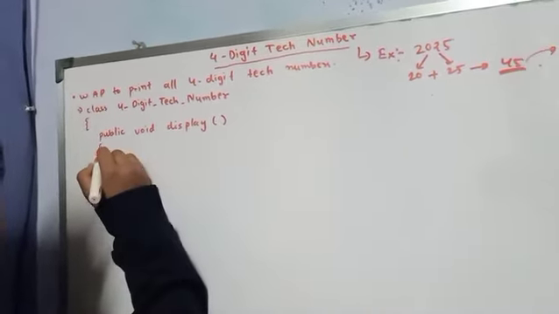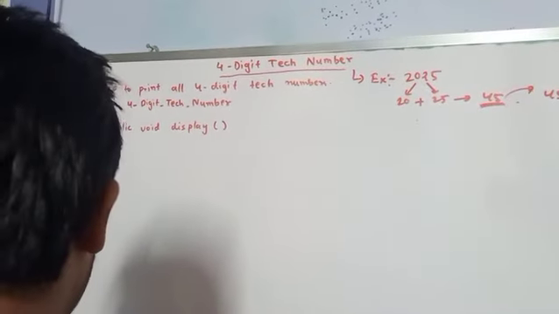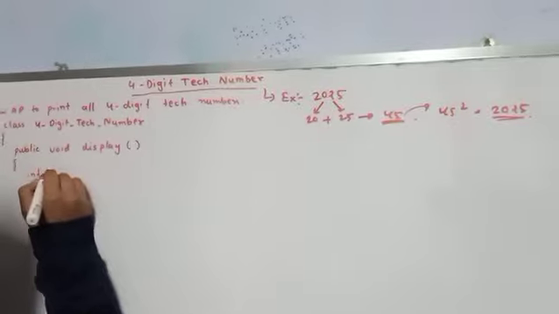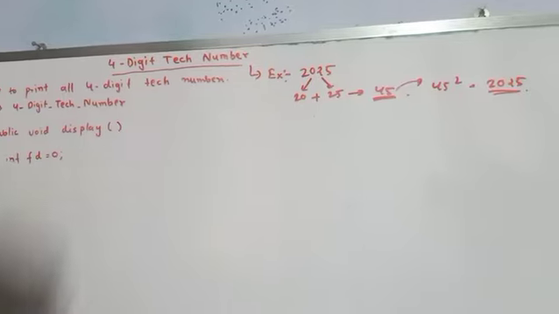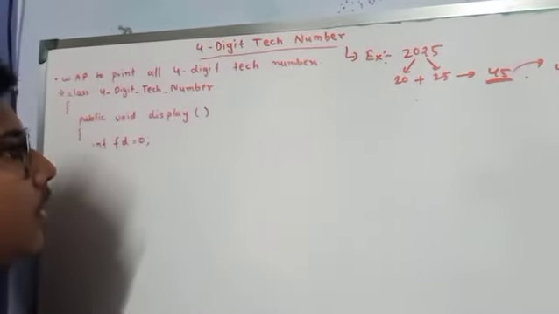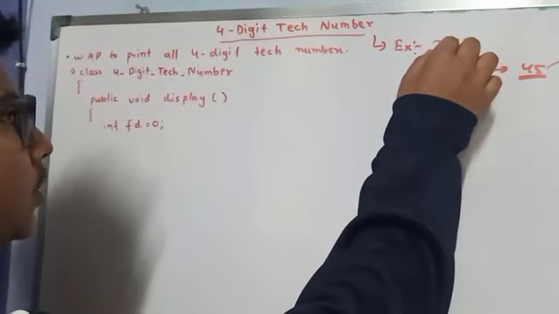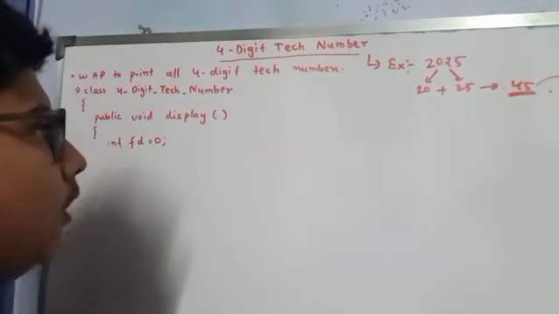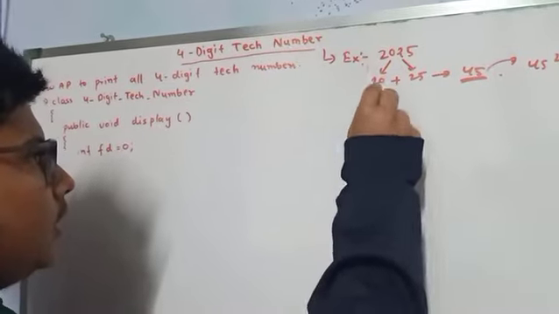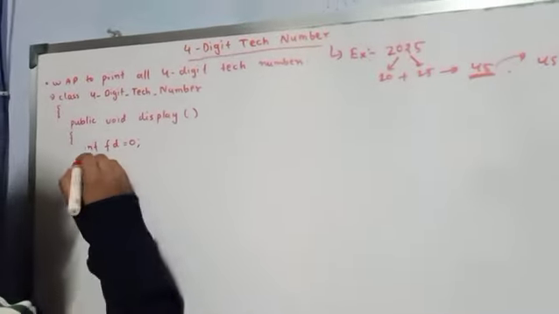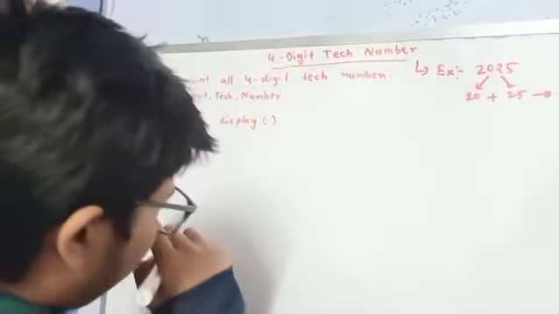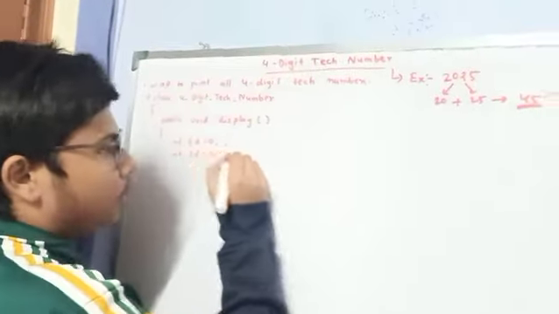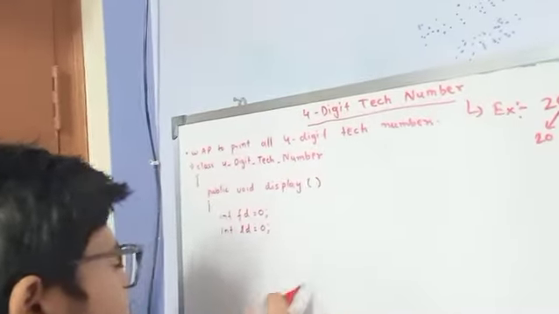Okay, next we have to initialize some values. int fd equals 0. This fd variable, declared as int data type, will store the first 2 digits of the number as a number. Now let's enter int ld, that is last 2 digits. This variable will store the last 2 digits of the number. So int ld equals 0.